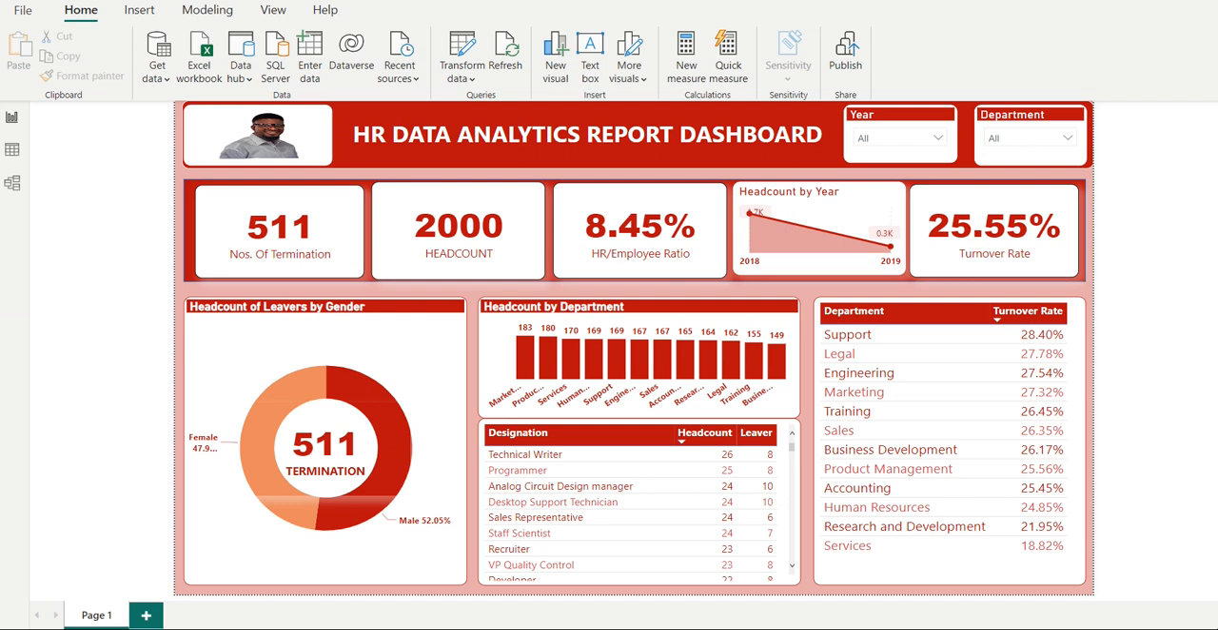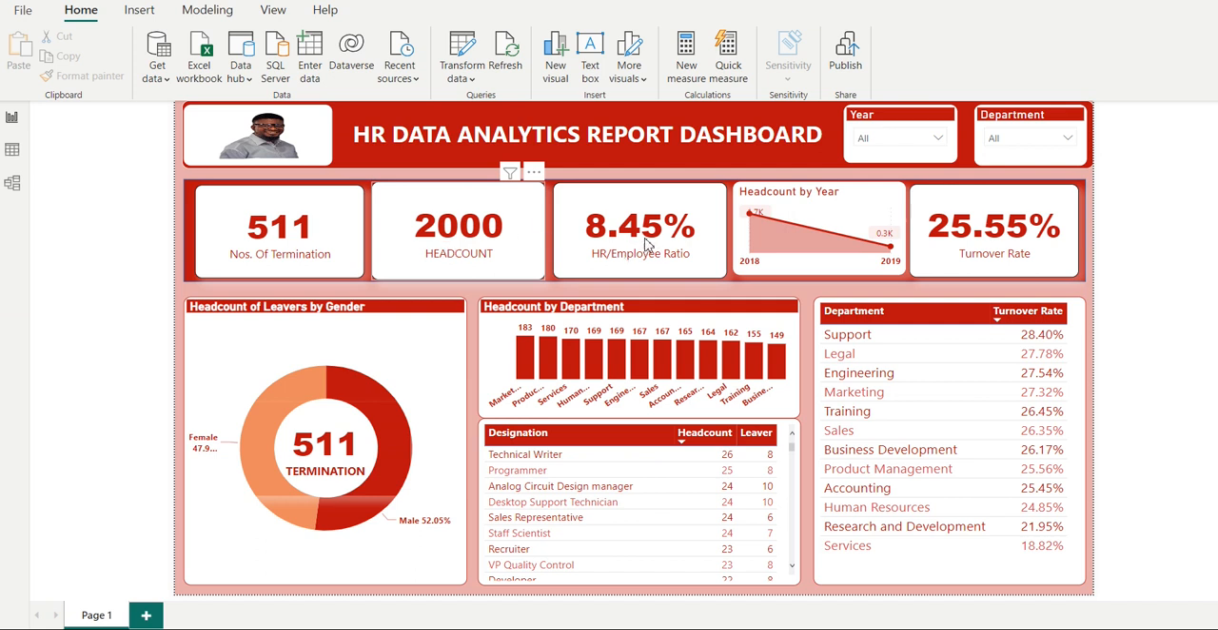We have different tools that we use for HR analytics. We can use Microsoft Excel to analyze HR data. We can also use Power BI for HR analytics. So today we are looking at the Power BI dashboard that we have created regarding HR analytics. If you look at the dashboard, we have the total number of terminations, which is people that left the company, is 511. The total headcount, the current employees in the company, is 2,000.